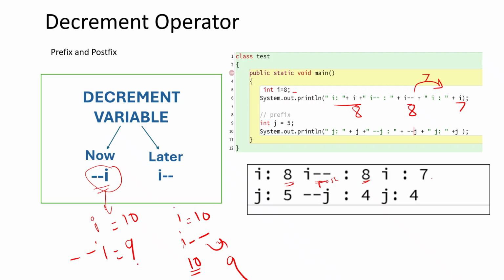Now let's see prefix now. So my j is 5, j--, so here it will give me 5, but --j, immediately it will decrement it, and it will become 4. But later on it will remain as it is and it will print 4 itself. So hope you have understood the concept between now and later.